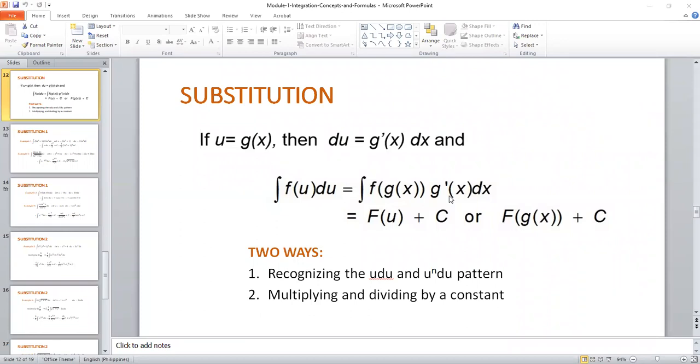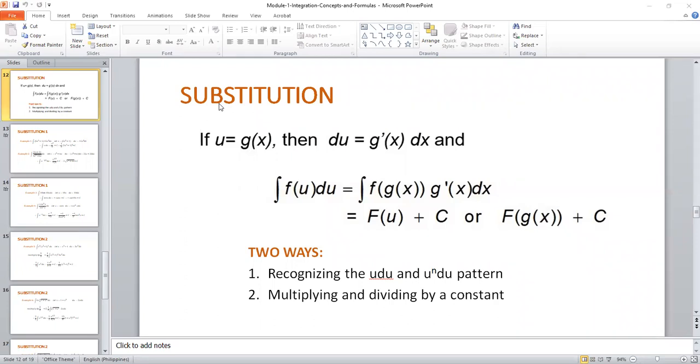So there are two ways that we can apply substitution. It's either in the form u du, where u can only be integrated if its derivative is multiplied to it, or u raised to n du, which is the one that I have mentioned regarding the use of the power formula. So these two patterns we will adhere to when we use the method of substitution.